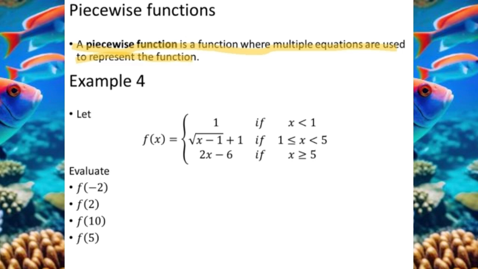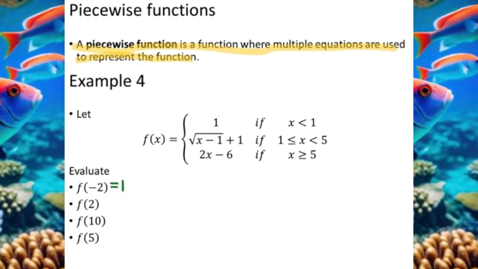The way we use piecewise functions is first we check which condition the value we're trying to plug in for x satisfies. For example, if I want to evaluate f of negative 2, that means I'm trying to plug negative 2 in for x. Well, taking a look at the conditions, negative 2 is less than 1, which means I'm using that first equation to evaluate f of negative 2. According to the first equation, f of negative 2 is just equal to 1.